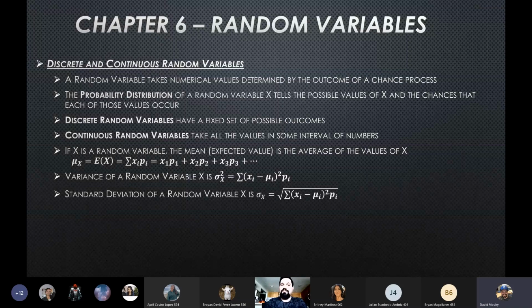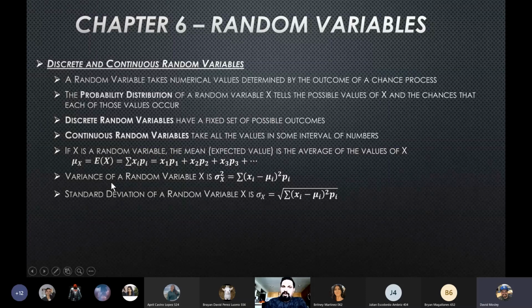If x is a random variable, the mean or expected value is the average of the values of x, which we write in notation as mu of x equals the expected value of x equals the sum of each observation times its probability. Which is first observation times the probability of that observation plus the second observation times the probability of that observation, and so on until we run out.